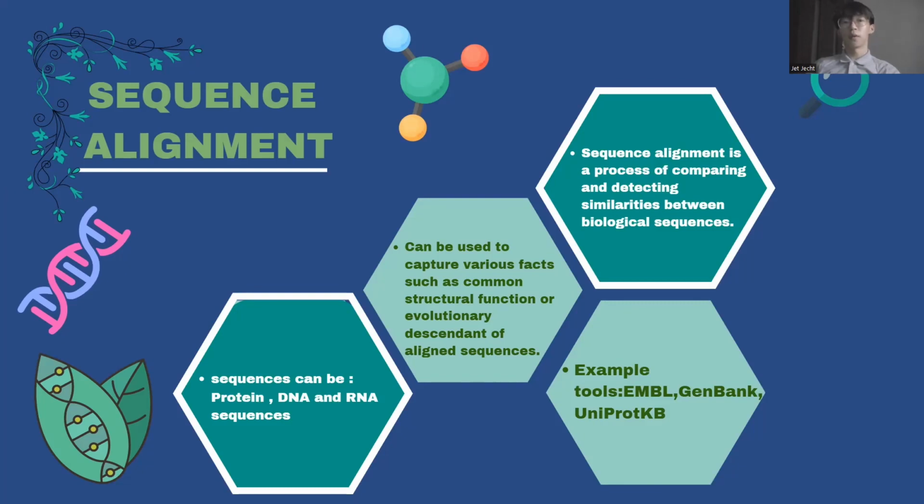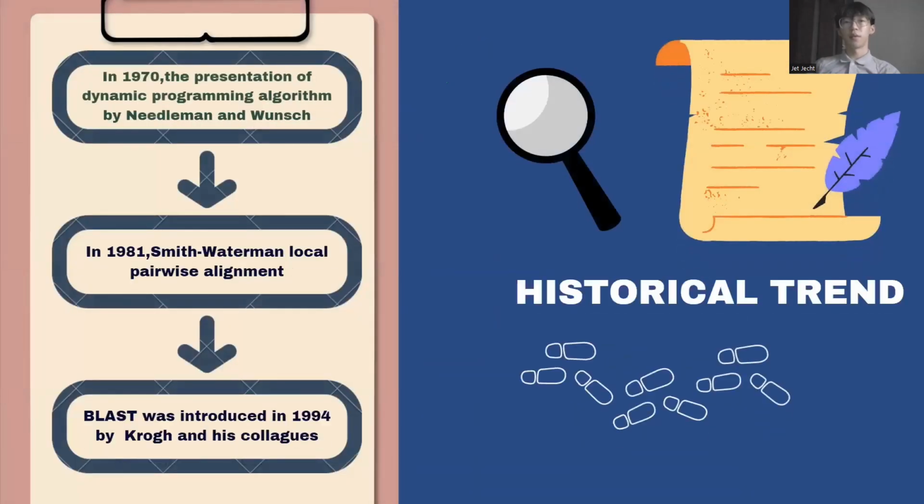So examples of tools that are commonly used for sequence alignment are EMBL, GenBank, UniProtKB, etc. Here's a very brief historical trend about sequence alignment. In 1970, the dynamic programming algorithm was presented by Needleman and Wunsch, and in 1981, the Smith-Waterman local pairwise alignment was discovered. BLAST was introduced in 1994 by Altschul and his colleagues.